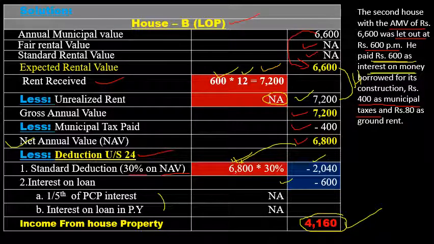So this is the structure of the format of a let out property. And you can calculate separately, which will make the calculation easier. Even you can calculate combinedly, but whenever there is a lot of other calculation related to rent received or interest on loan, then you will find it difficult when you calculate combinedly. So calculate separately whenever there is a lot of information related to house properties. So that is about the income of house B, the second house.